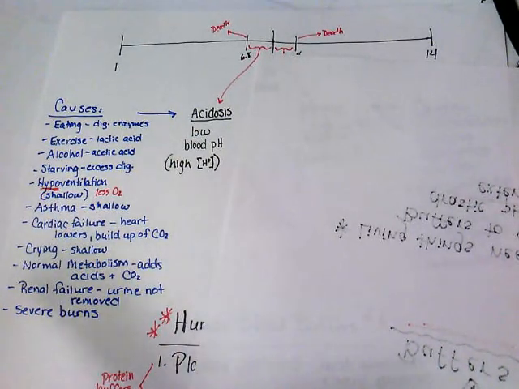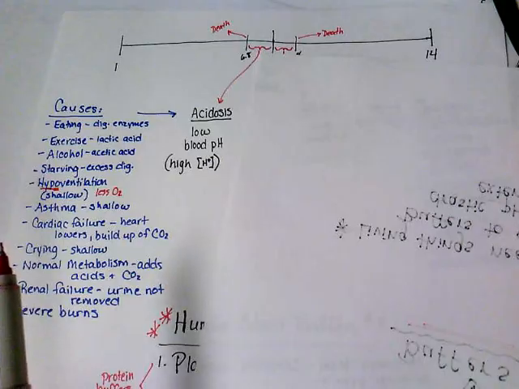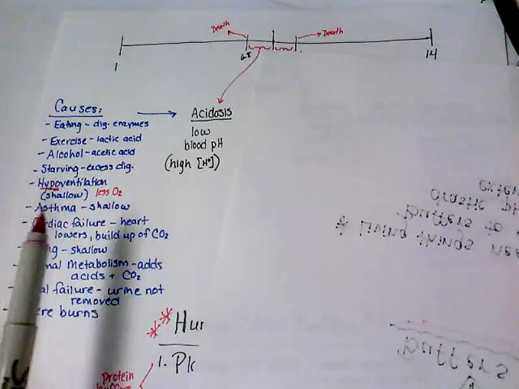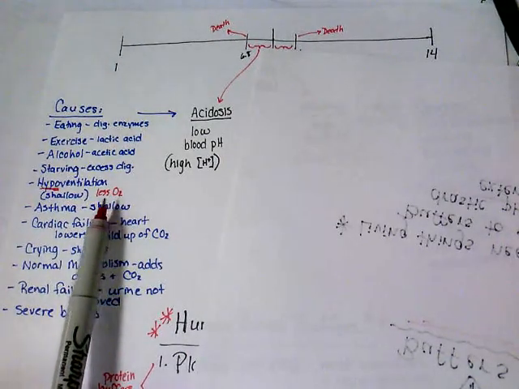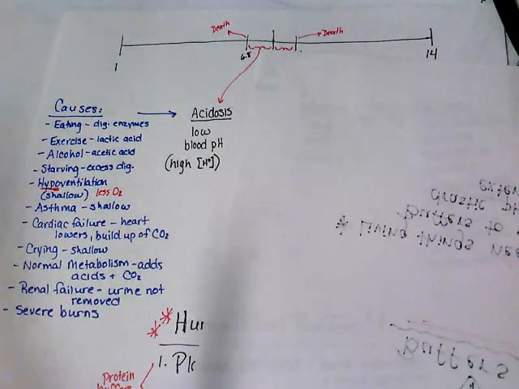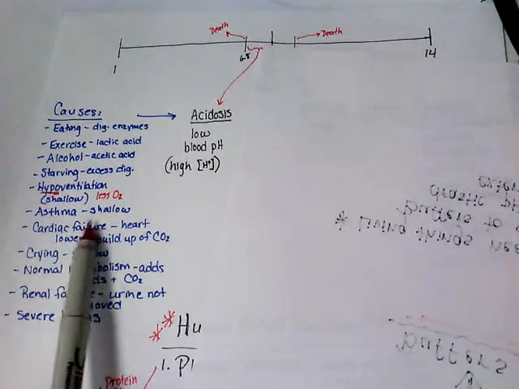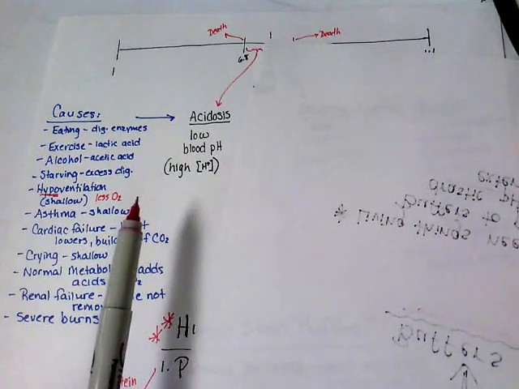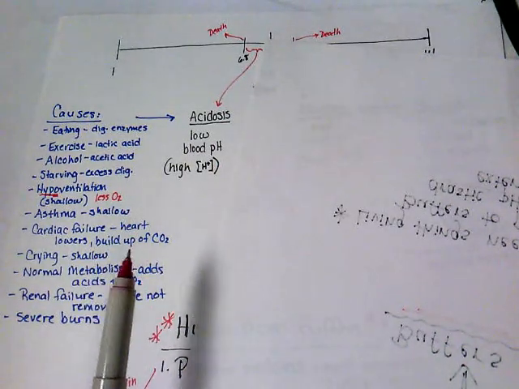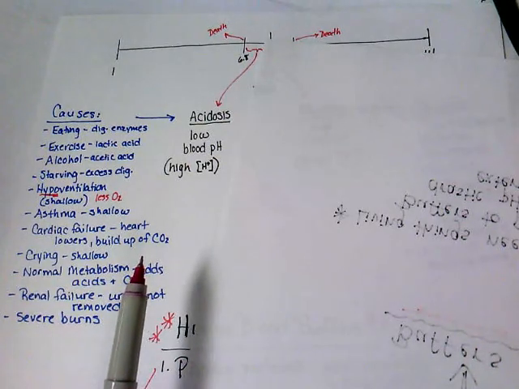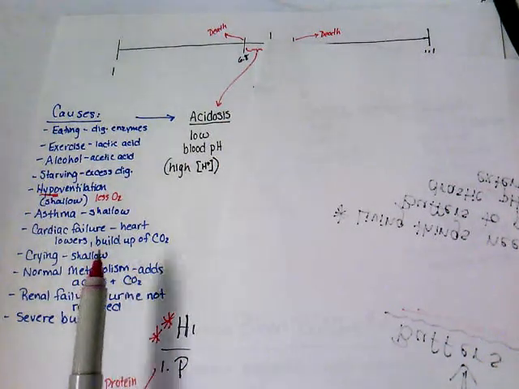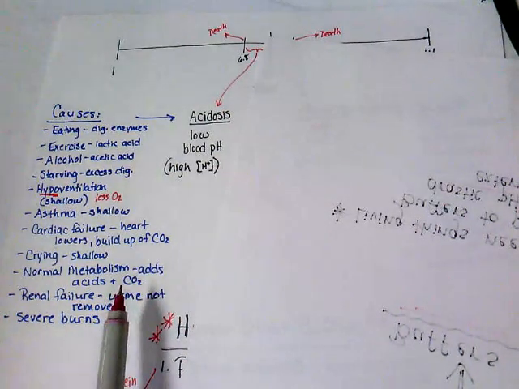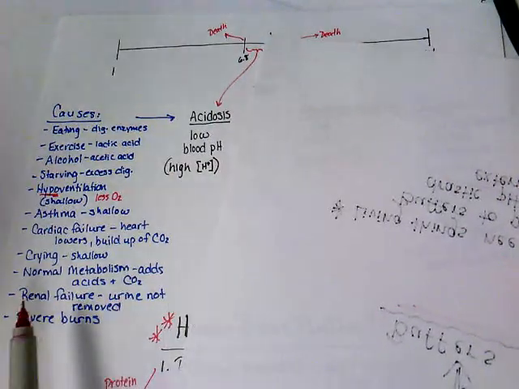Hypoventilation, not to be confused with hyperventilation. That's like shallow breathing when you're crying or even an asthma attack. And when you're shallow breathing, you're getting less oxygen into your body. And less oxygen is going to put you more into that anaerobic situation. So asthma, same thing. Cardiac failure. Again, you're going to have a buildup of carbon dioxide, less oxygen, more carbon dioxide because the heart is lowering in its capacity. Crying, we said that's shallow breathing, less oxygen, more carbon dioxide. Even normal metabolism adds acids and carbon dioxide as a result. Renal failure.